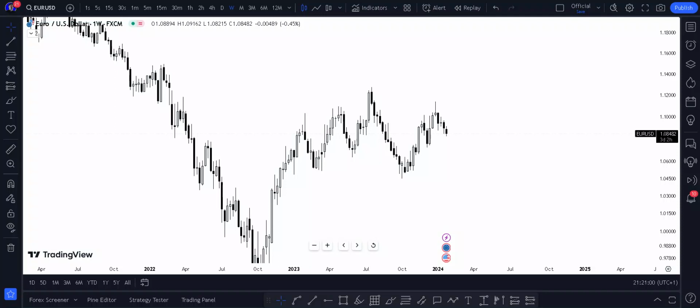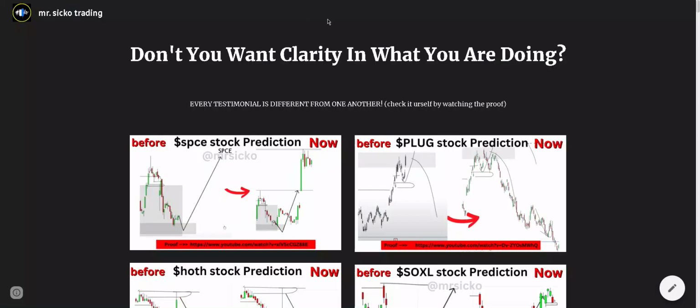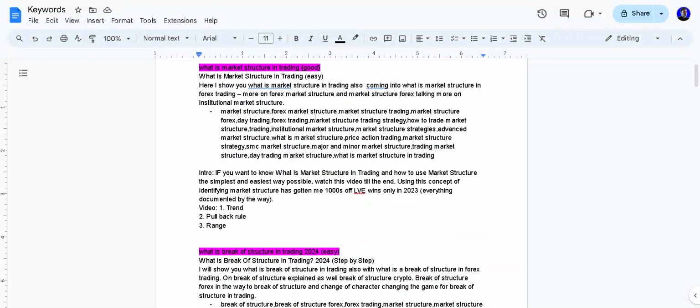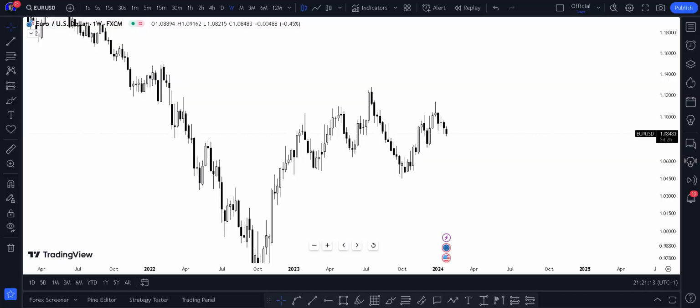Using this concept of identifying market structure has gotten me thousands of wins live, pretty much on my YouTube channel, which I've documented over the last year, only in 2023. By the way, everything is documented on my YouTube channel.